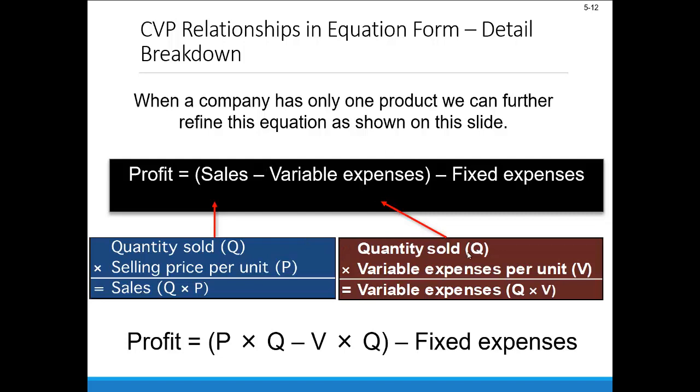That's just the quantity sold times the variable expense per unit, which, as you know from our earlier study, any variable expense is assumed to be constant on a per unit basis. So as activity changes, on a per unit basis, that stays the same. So with some rearranging, I can express this profit equation from the income statement as P times Q, that's total sales, minus V times Q, total variable expenses, minus the fixed expenses.